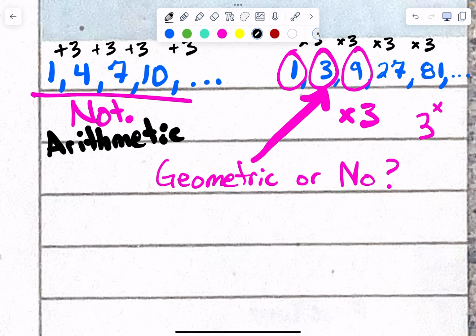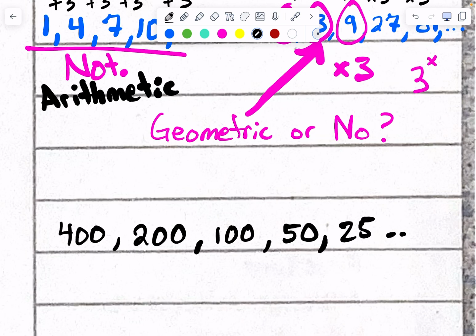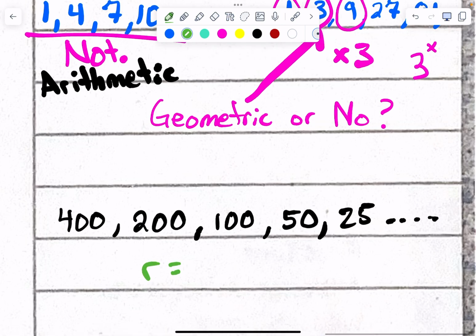Okay, Lauren had a really good question. Let's say you have a sequence that is 400 and then 200 and then 100 and then 50 and then 25, etc., right? What are you doing there? You are dividing by 2. They will not write it as dividing by 2. They will say your R value, which is what you're multiplying by, is 1/2. So even if you're dividing, they will call it multiplying by a fraction. Do you see how that works?